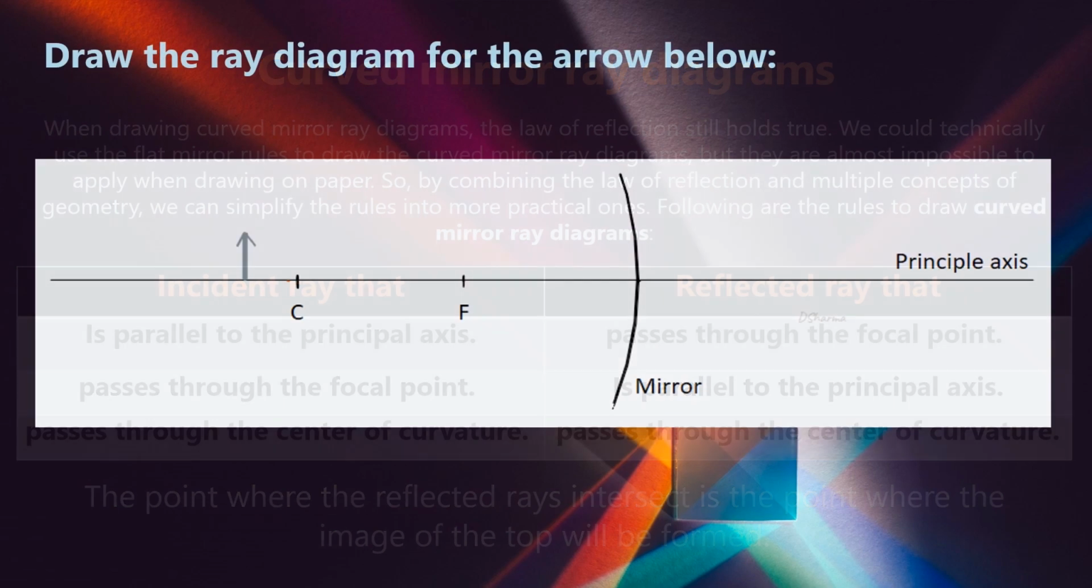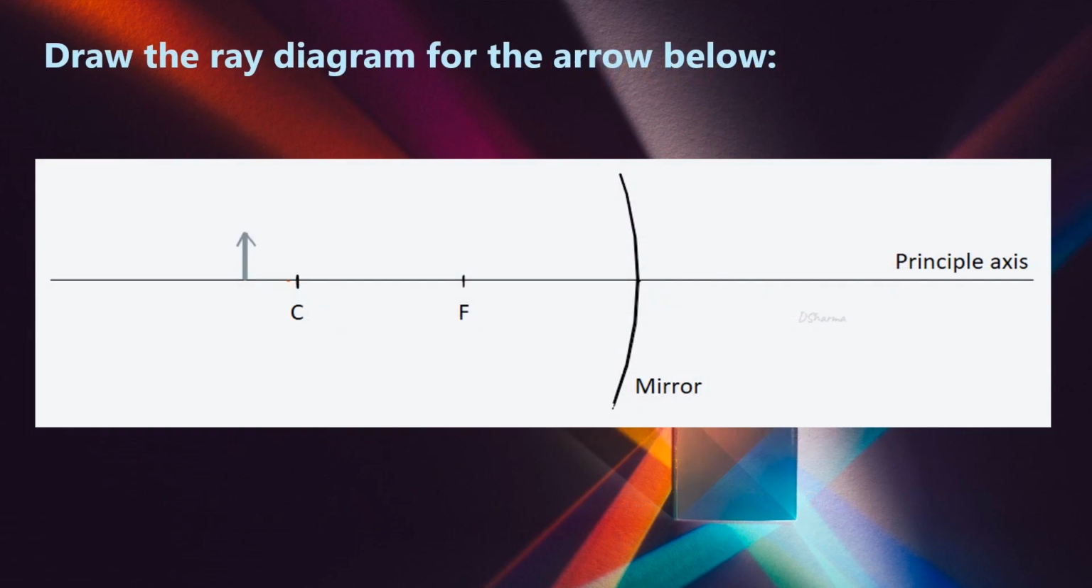Okay, when you're doing curved mirror ray diagrams, if you are given a question, the question has to give you the principal axis, mirror, focal point, and center of curvature. These need to be already drawn for you, and then the object will be placed somewhere on your principal axis. The reason this needs to be already given is because you actually have to draw them correct geometrically.